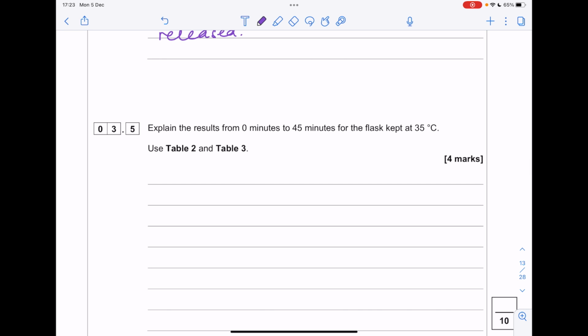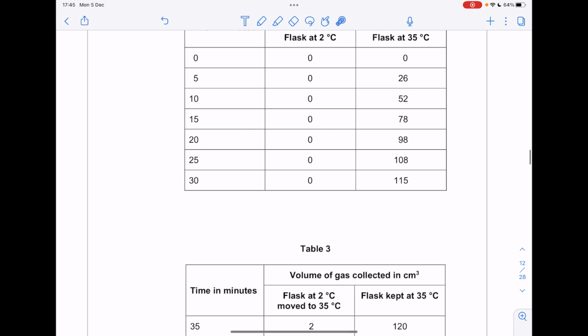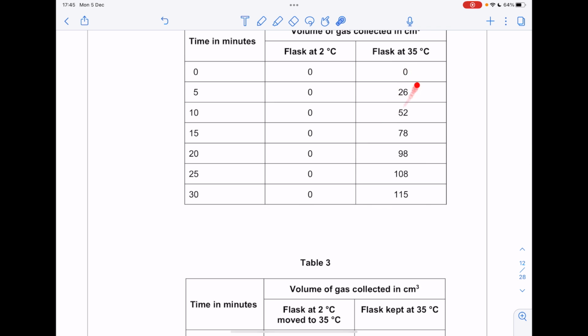Explain the results from 0 minutes to 45 minutes for the flask kept at 35 degrees. So we're looking at this data along here. We can see that at 35 degrees, we're producing a lot of gas. And why is that? It's because it's the suitable temperature for the yeast to respire at. So that carbon dioxide is being produced rapidly. But then have a look. After 15 minutes, we can see that the rate at which that carbon dioxide is being released has slowed down.